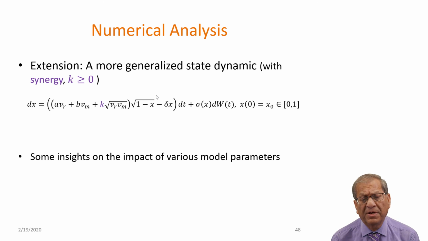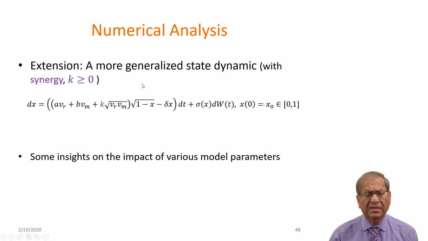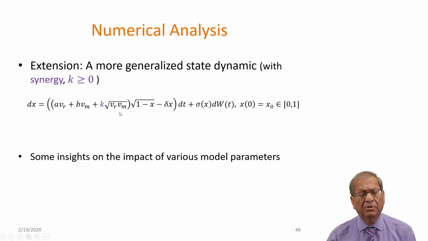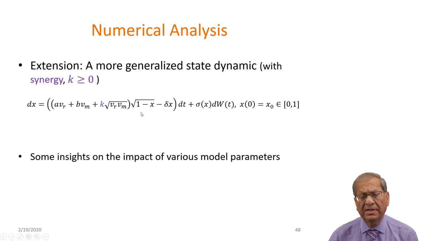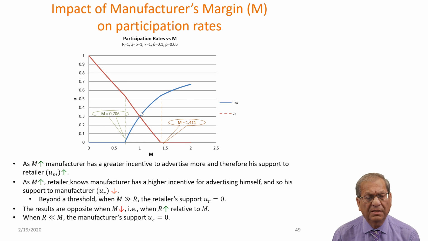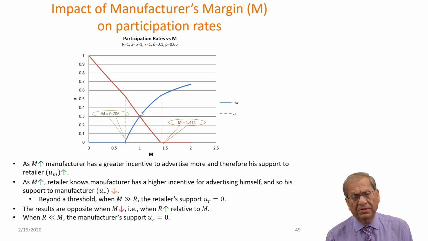And since we are doing the numerical analysis, we made the problem slightly more general by adding another term, which is the interactive term, which is k times square root of VR, so Vm. Given that, we can go back to the original system and resolve the problem. And once we have that, we get the system of Hamilton-Jacobi-Bellman equations, which we can solve. So here are our results for solving those equations.